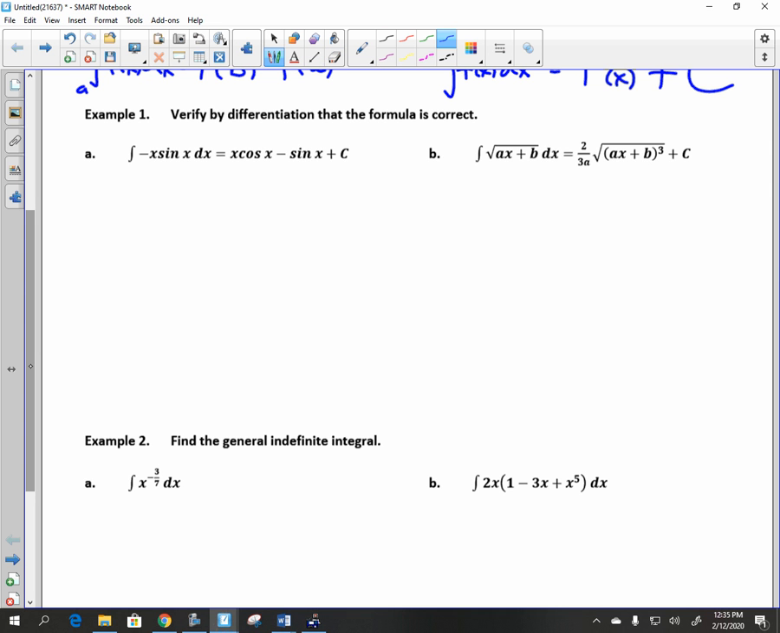The integral of negative x sine of x dx is equal to x cosine of x minus sine of x plus c. It's saying that the antiderivative of this, which by the way you don't know how to find yet, that's very complicated, happens to be equal to this. I'm going to verify that's true. How? By taking the derivative of that.